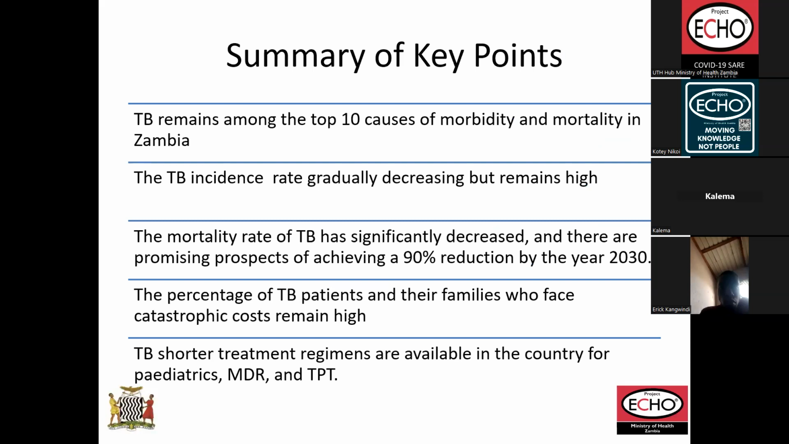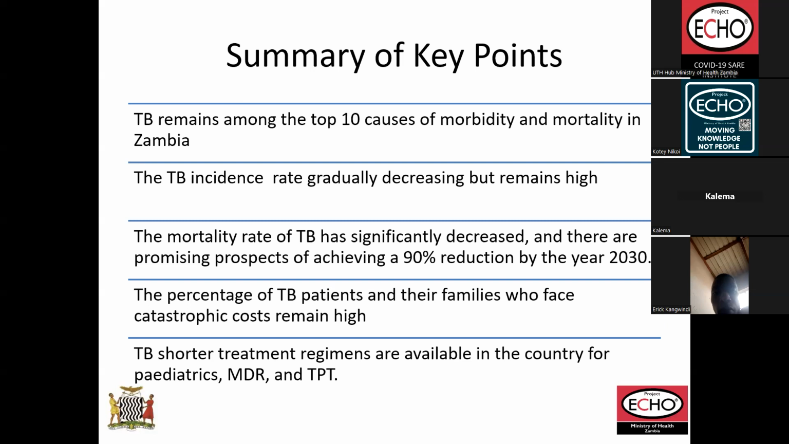What is my summary? I've said a lot of things. TB, we should all know that it remains one of the top 10 causes of morbidity and mortality in our country. And the incidence continues reducing, but it is not up to the desired reduction that we want as a program. Then the mortality still remains high, though there has been that marked reduction that we can boast about, but every life lost speaks millions to what we need to do. Every life lost is very precious for us.